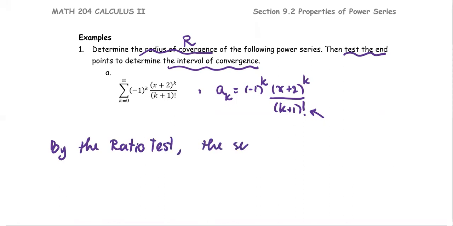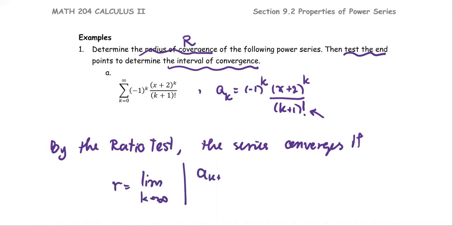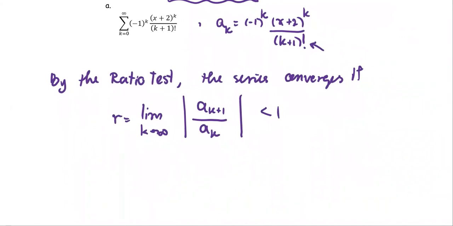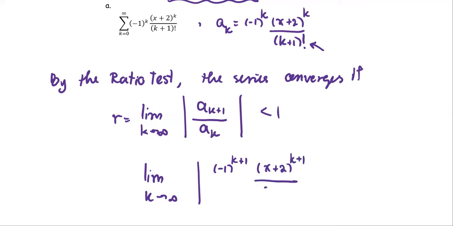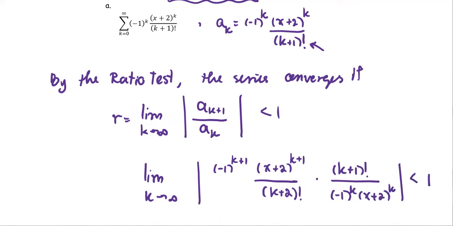By the ratio test, the series converges if the value r, which is the limit as k approaches infinity of the absolute value of a_(k+1) divided by a_k, is less than 1. Since a_k is negative 1 to the power k times x plus 2 to the power k divided by k plus 1 factorial, we obtain a_(k+1) as negative 1 to the power k plus 1 multiplied by x plus 2 to the power k plus 1 divided by the quantity k plus 2 factorial. Dividing by a_k means multiplying by the reciprocal of a_k, or multiplying by k plus 1 factorial divided by negative 1 to the k times x plus 2 to the power k, and this limit must be less than 1.